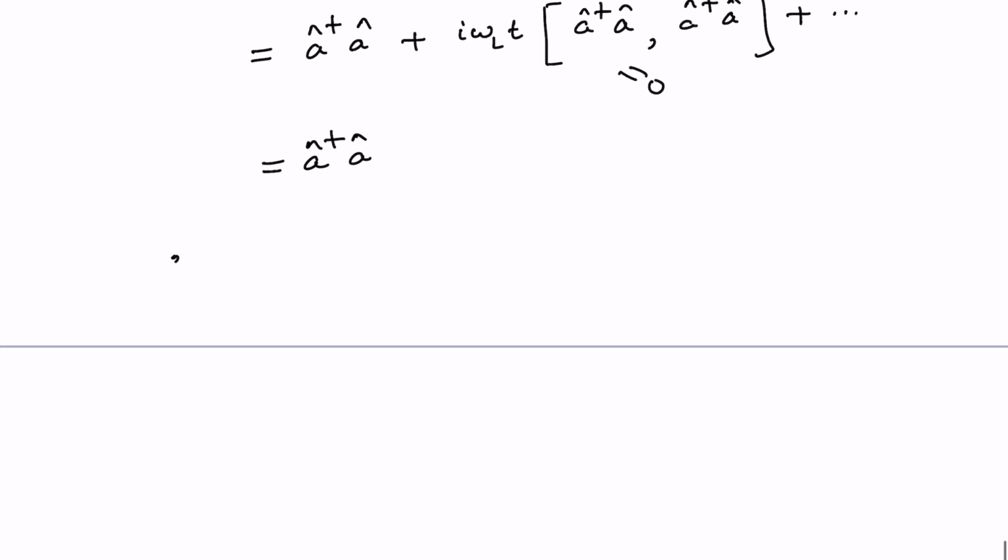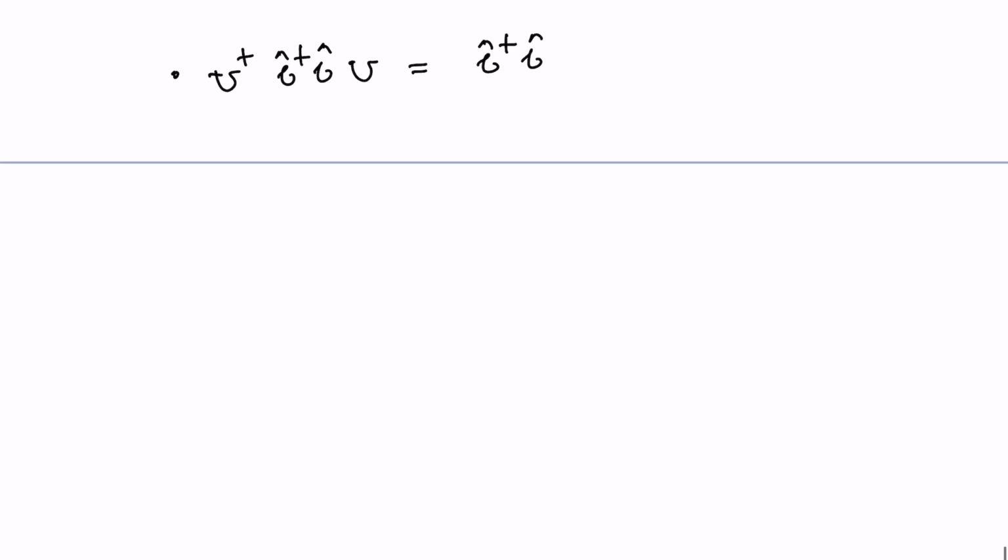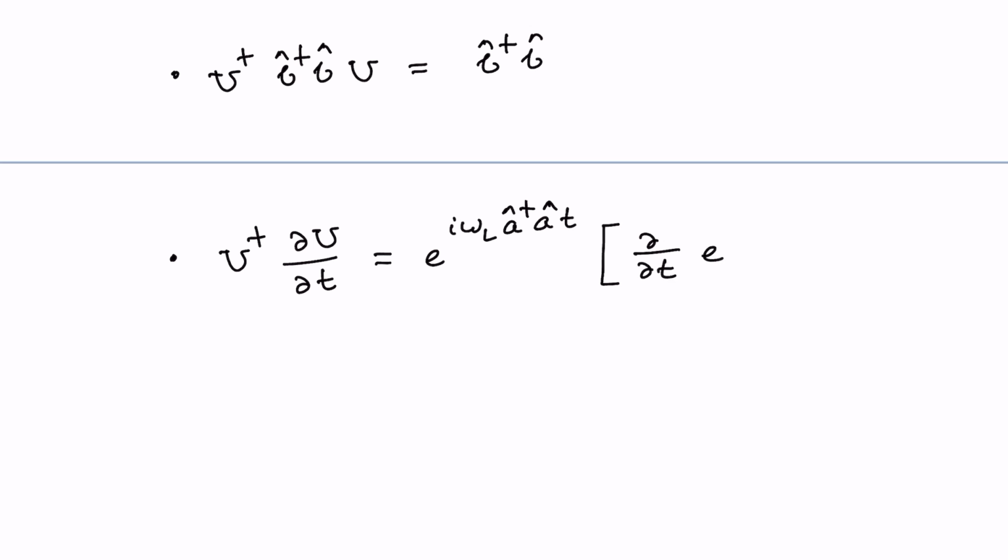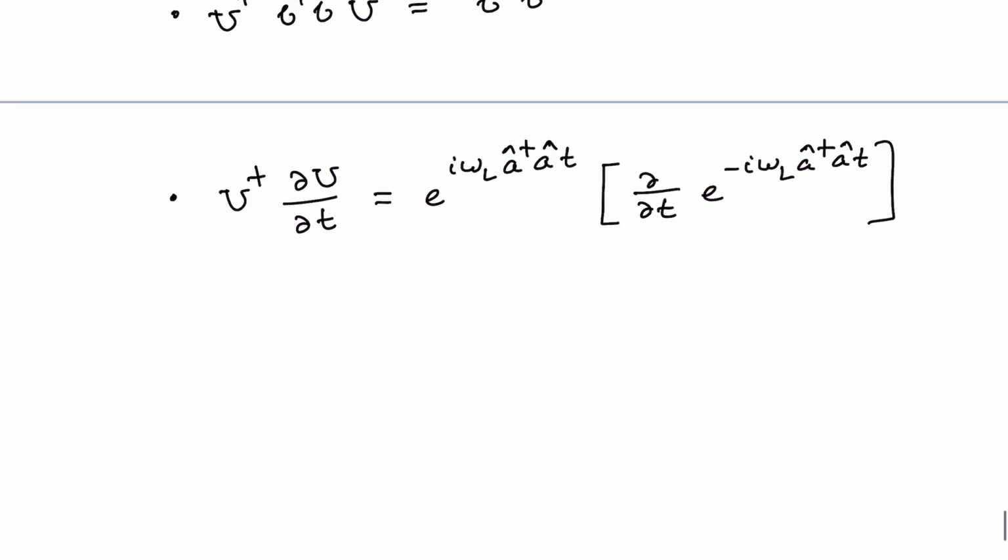And by the way, very trivially you can get u dagger b† b u, that is simply going to give you b† b. All right, and you also have this particular term u dagger times the derivative of u with respect to t. Let me work it out. u dagger is e to the power i omega_L a† a t, and if I take the time derivative of u, it is minus i omega_L a† a times u. This is going to give you simply minus i omega_L a† a.